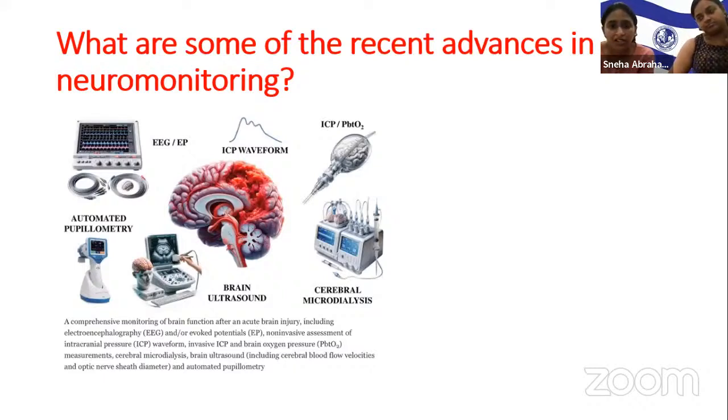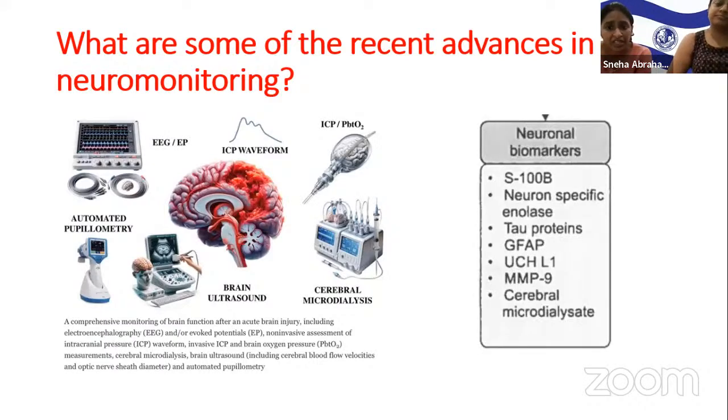We also have biomarkers like S100B, neuron-specific enolase, tau proteins, glial fibrillary acidic protein, ubiquitin C-terminal hydrolase L1, matrix metallopeptidase 9, and cerebral microdialysate products, including glucose, lactate pyruvate ratio, glycerol, and glutamate. All these are released by cells specifically in the CNS, like the neurons, astrocytes, and glial cells. Therefore, these are highly predictive of neuronal injury.